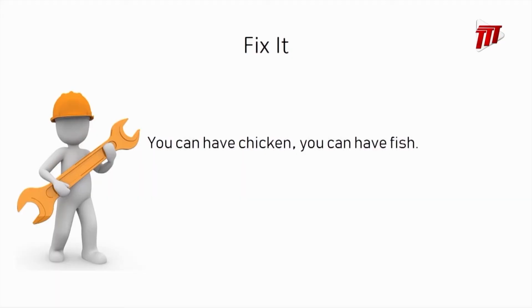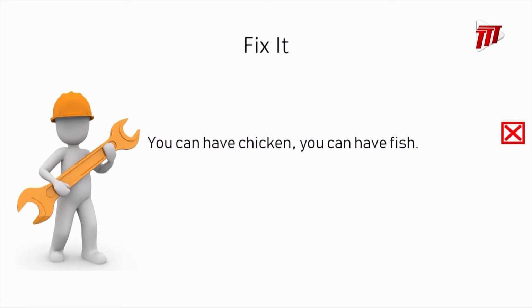Let's look at another one. I hope I'm not making you hungry. You can have chicken, you can have fish. This is a comma splice because we have two independent clauses joined by a comma. But what can we do to fix this?